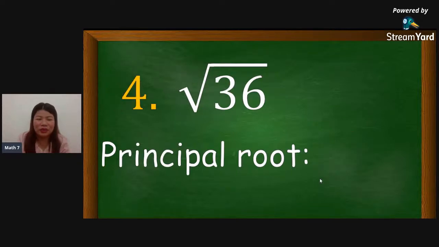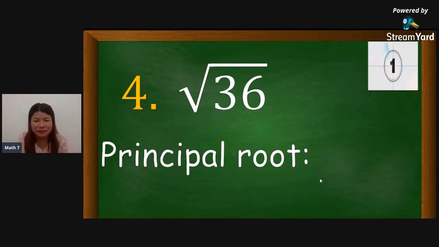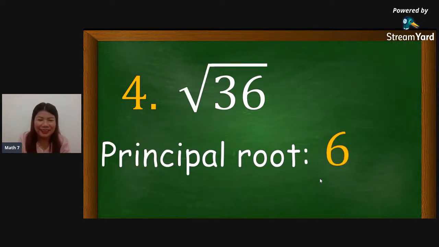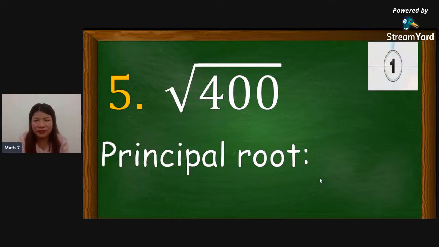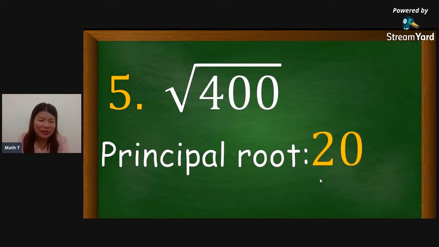Next, square root of 36. Okay, that is 6. Principal root tayo ha, principal root. Last one, square root of 400. Time starts now. 3, 2, 1. The correct answer is 20.